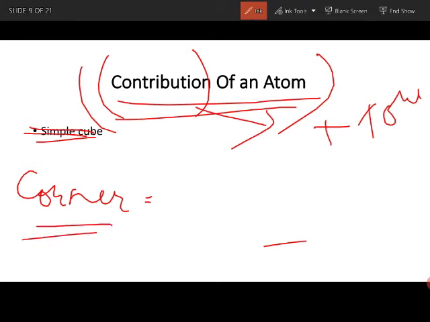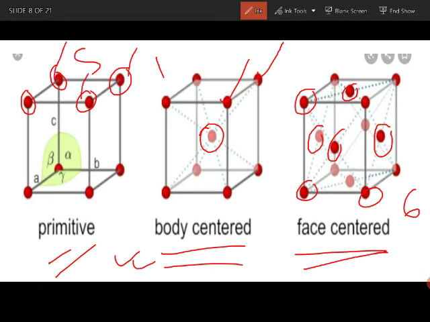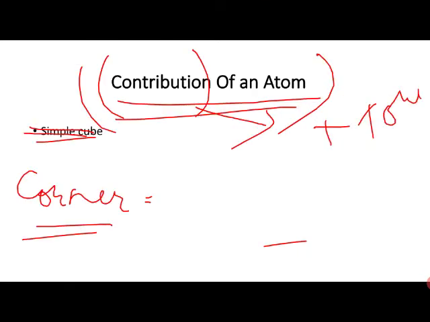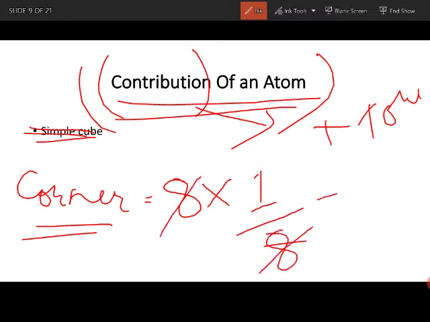Now one formula we will make here. How many corners will be there? 1, 2, 3, 4, 5, 6, 7, 8. 8 corners. And each atom at the corner can touch how many unit cells? Just now I explained to you, 8. So there are 8 atoms at the corners, and each can touch 8 unit cells. So what is the contribution? It is 1. That means the contribution of the atoms present at the corners is 1. Am I clear? Okay.